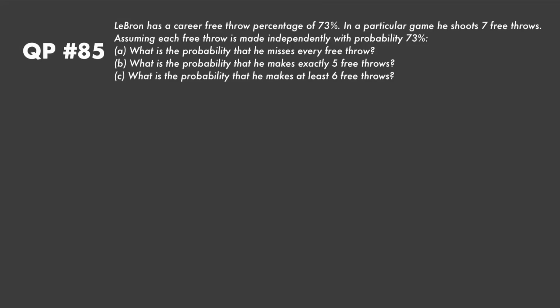Hello everyone, today let's look at QB85, a pretty basic binomial question. So here we have Lebron, who has a career free throw percentage of 73%, and in a particular game he shoots 7 free throws. Assuming each free throw is made independently with this probability, what is the probability that he misses every free throw? Let's do part A first.